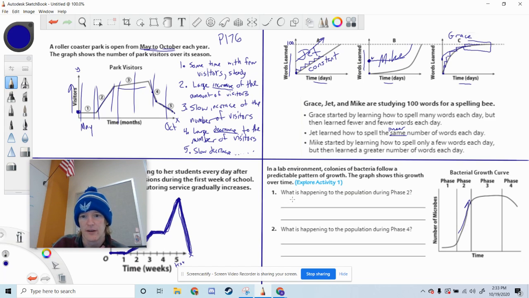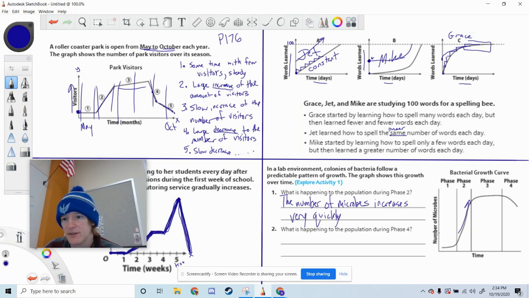I'd say the number of microbes increases very quickly. So we see that it's going up, okay? The number is increasing over time. In a short period of time, we're starting way down here and we're going all the way up. That's a huge, fast increase of population.